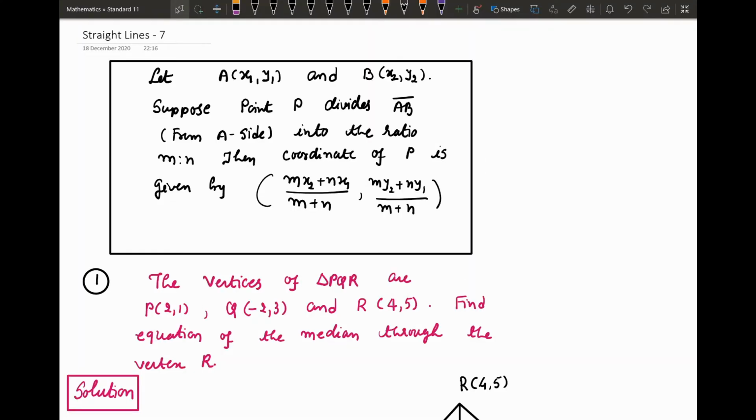So now we will discuss problems and one important result. You are familiar with this. If A(x1, y1) and B(x2, y2), suppose point P divides line segment AB, where A is (x1, y1) and B is (x2, y2), in the ratio m is to n.